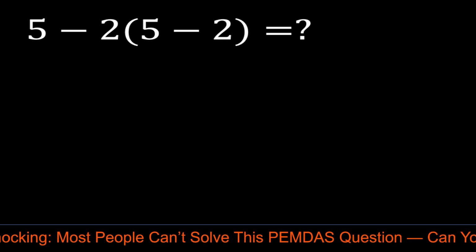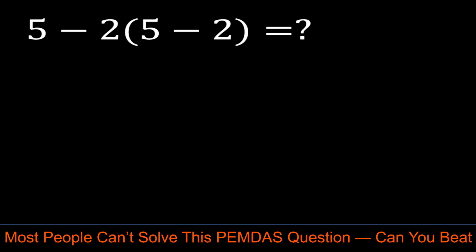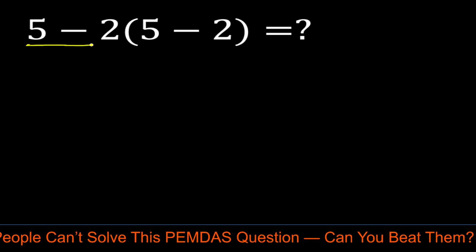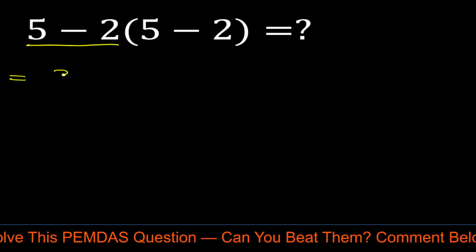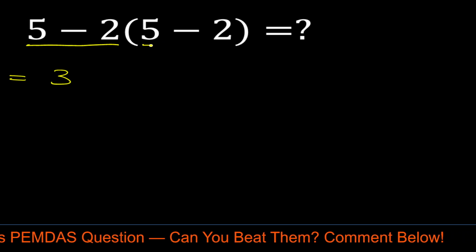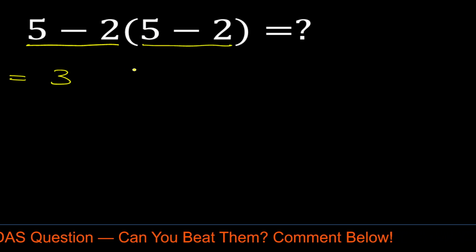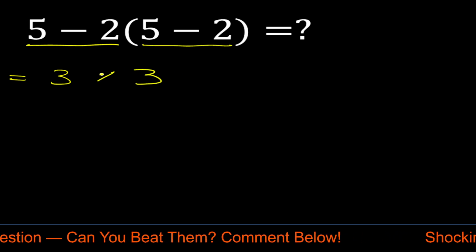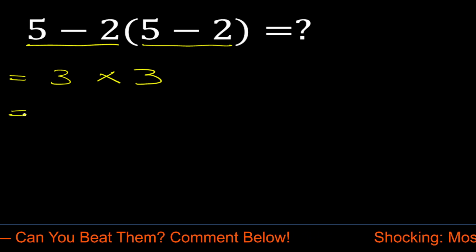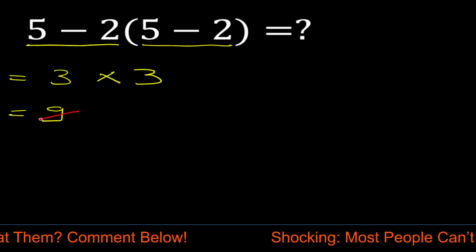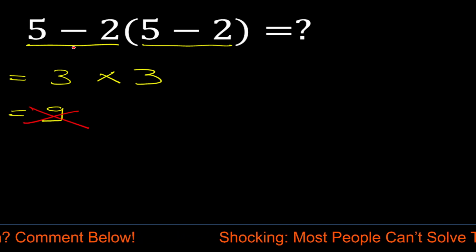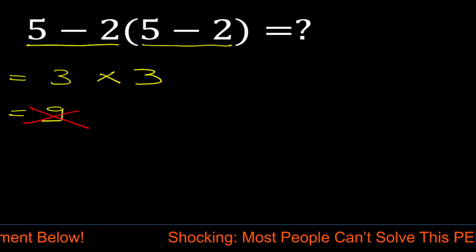So most people solve this question like 5 minus 2. So 5 minus 2 is equal to 3, right? Then again 5 minus 2. So 5 minus 2 is equal to 3. Now 3 times 3. So 3 times 3 is equal to 9, right? But this answer is not correct. This answer is completely wrong.